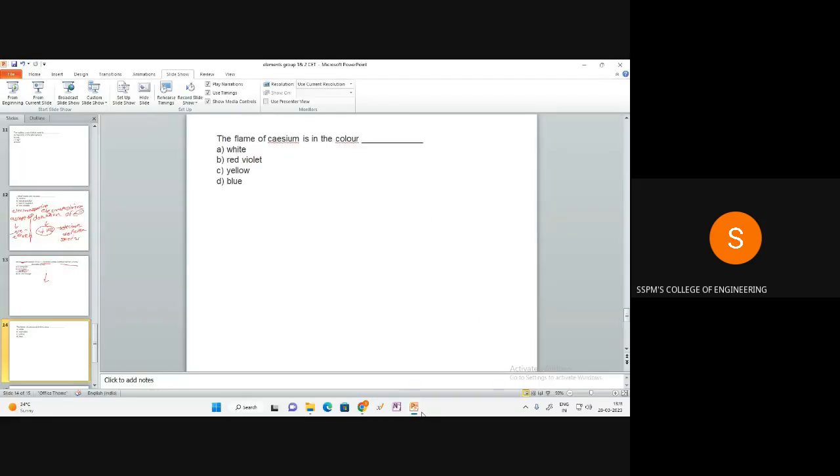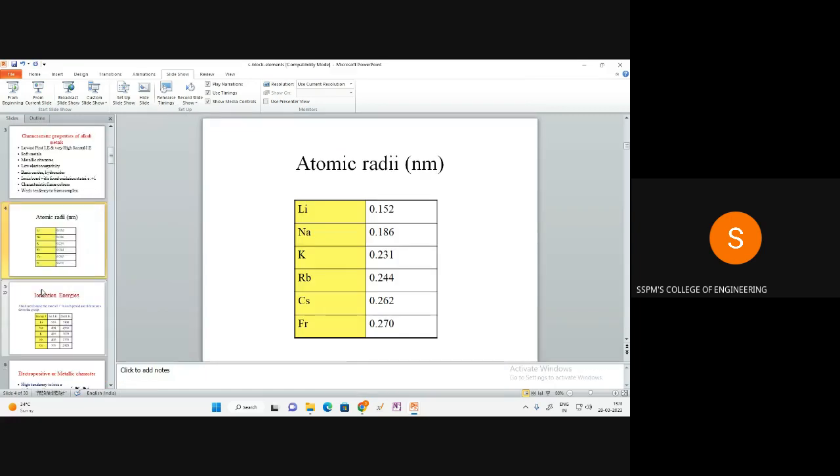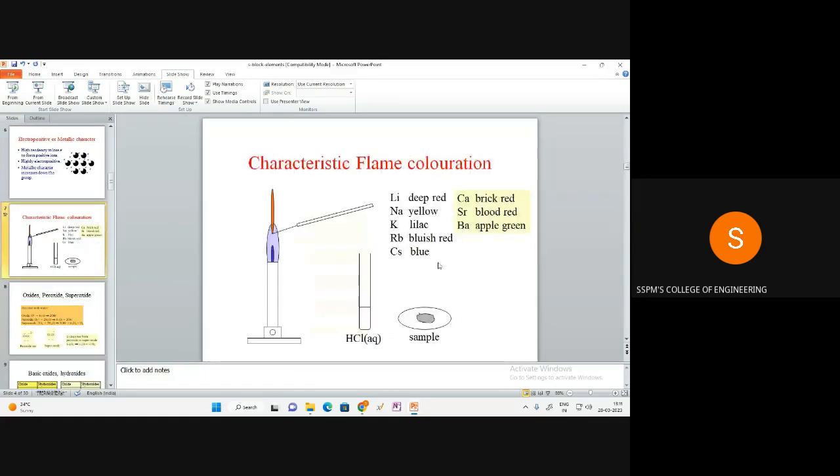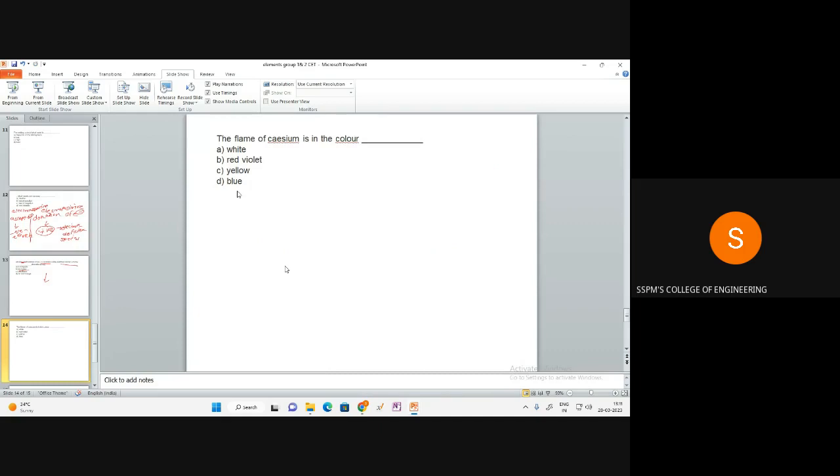Then, the flame color of cesium. Each element gives a characteristic flame color, so you should know these flame colors. If you know them, you can answer this. Lithium gives deep red flame color. Sodium gives yellow color. Potassium gives lilac color. Rubidium gives bluish red color. And cesium gives blue color flame. So the correct answer is blue, because the flame of cesium is blue in color.